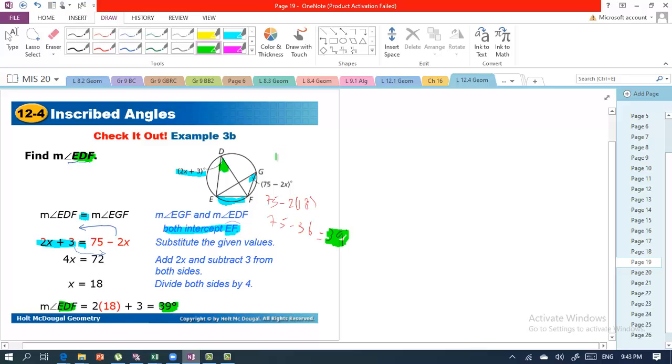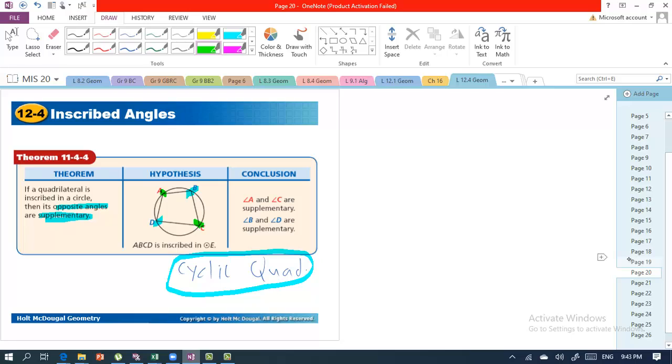Let us check G, and it has to be 39 because we said they are congruent. We can check 75 minus 2 times 18, 75 minus 36 is also 39, and we can see both of them are congruent. Their measure is the same, and by this we have found the missing inscribed angle.